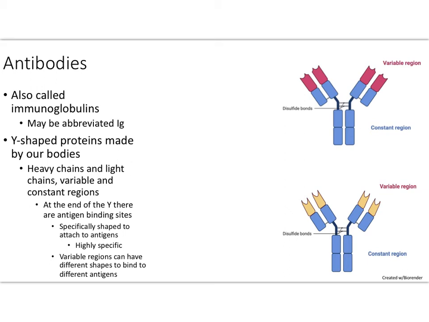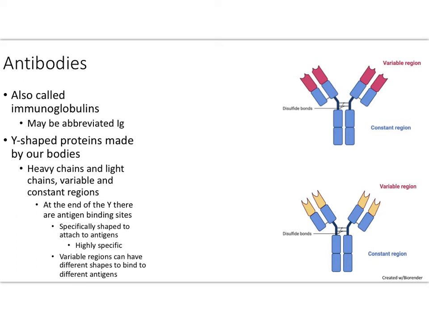The variable region, though, these are the ends that are found on the end of the Y shape. These are the places that are actually going to bind the antigen. The variable region is also sometimes called the antigen binding site. And you can see that at the edge of this variable region, or at the edge of the end of this Y, they have kind of a unique shape.